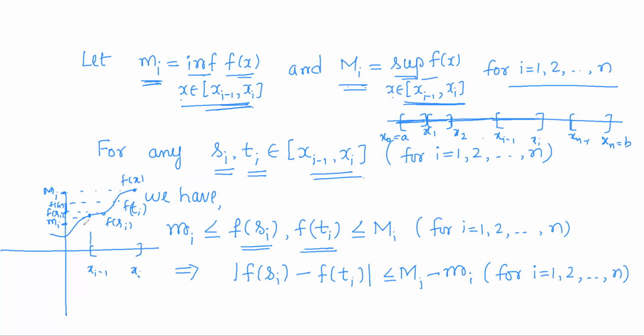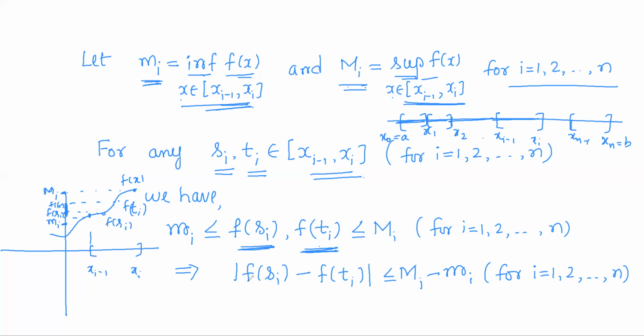We don't know which is smaller or bigger. f(si) could be smaller or f(ti) could be smaller. We don't know, but take the difference. Take the absolute value of the difference, that is, take the bigger one minus the smaller one, whichever is bigger minus the smaller one. That difference will be this much.